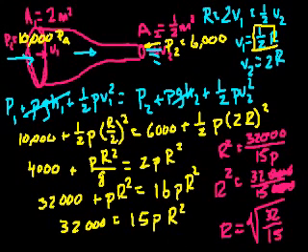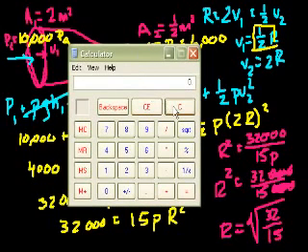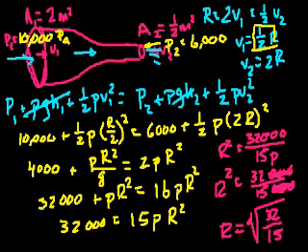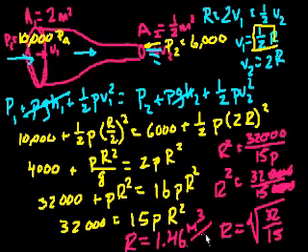And let's see. Let me get my calculator. So I get 32 divided by 15 is equal to 2.1, and then I take the square root of that, 1.46. So the answer is R is equal to 1.46 meters cubed per second.